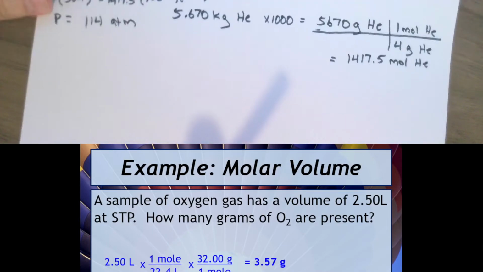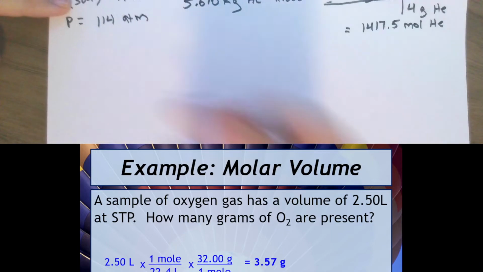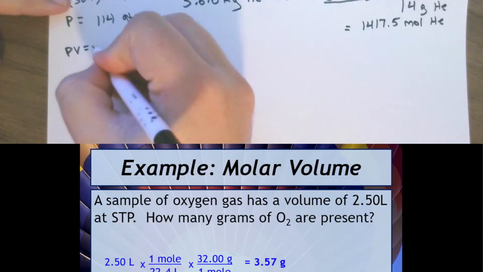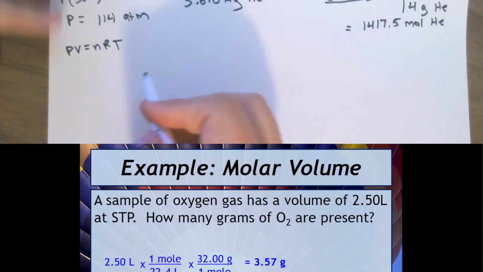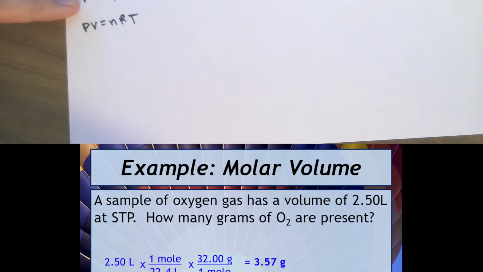A sample of oxygen gas has a volume of 2.5 liters at STP. How many grams of oxygen are present? More gas law. The problem says nothing about oxygen being ideal, and oxygen is not an ideal gas, but unless it says otherwise, just always use the ideal gas law formula. It's implied that it's going to be ideal.